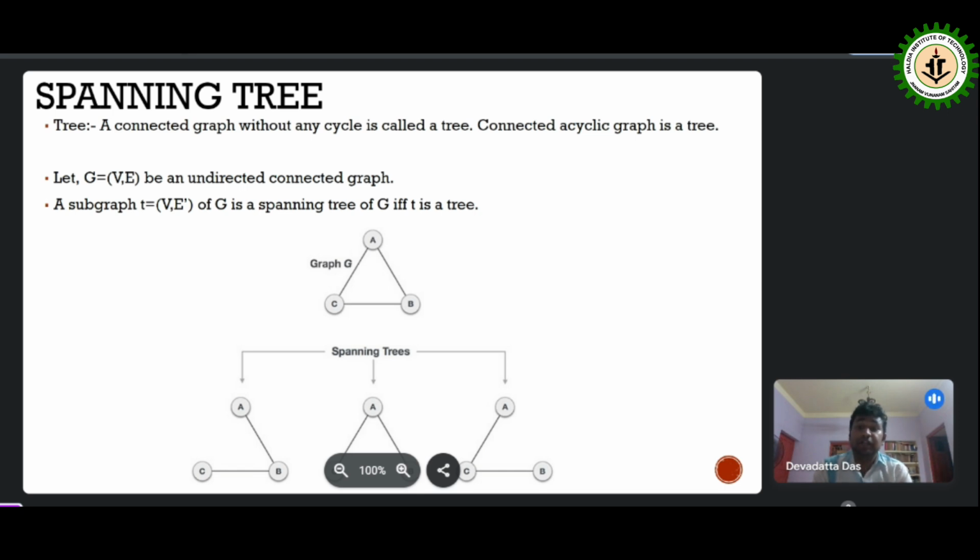So V is an undirected connected graph. A subgraph T equals V, E dash of G is a spanning tree of G if and only if T is a tree. So the main point of the spanning tree is that there would be no cycle. If there is a cycle, then we cannot say the graph is a spanning tree. The main property of the spanning tree is that there will be no cycle. So here are some pictures of spanning tree.